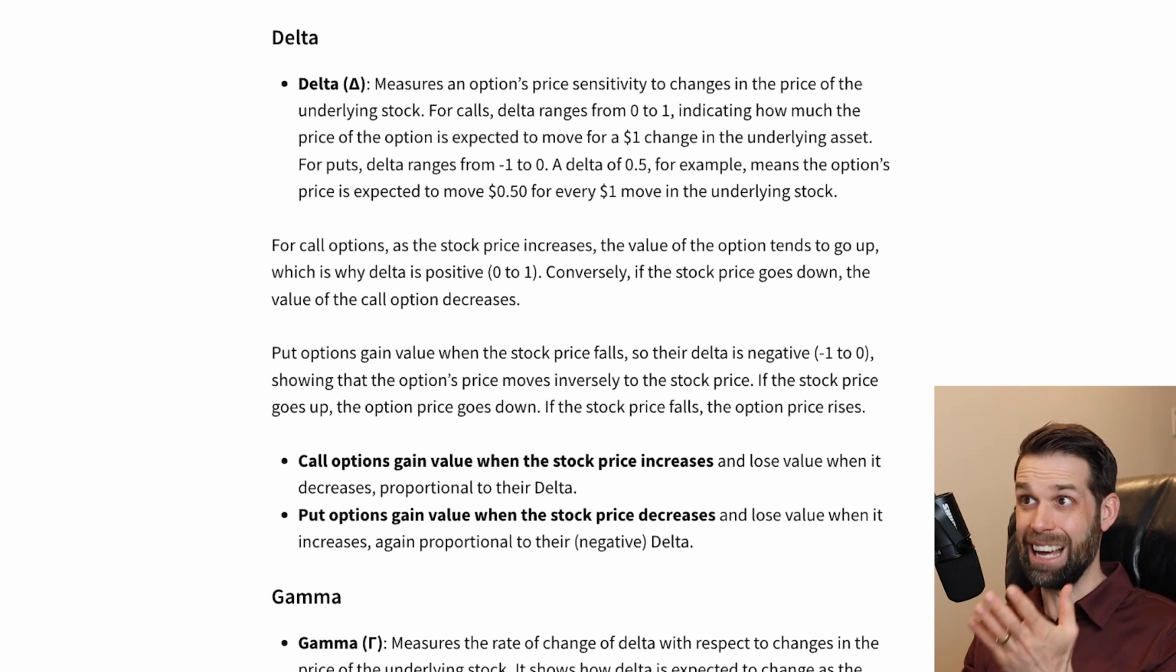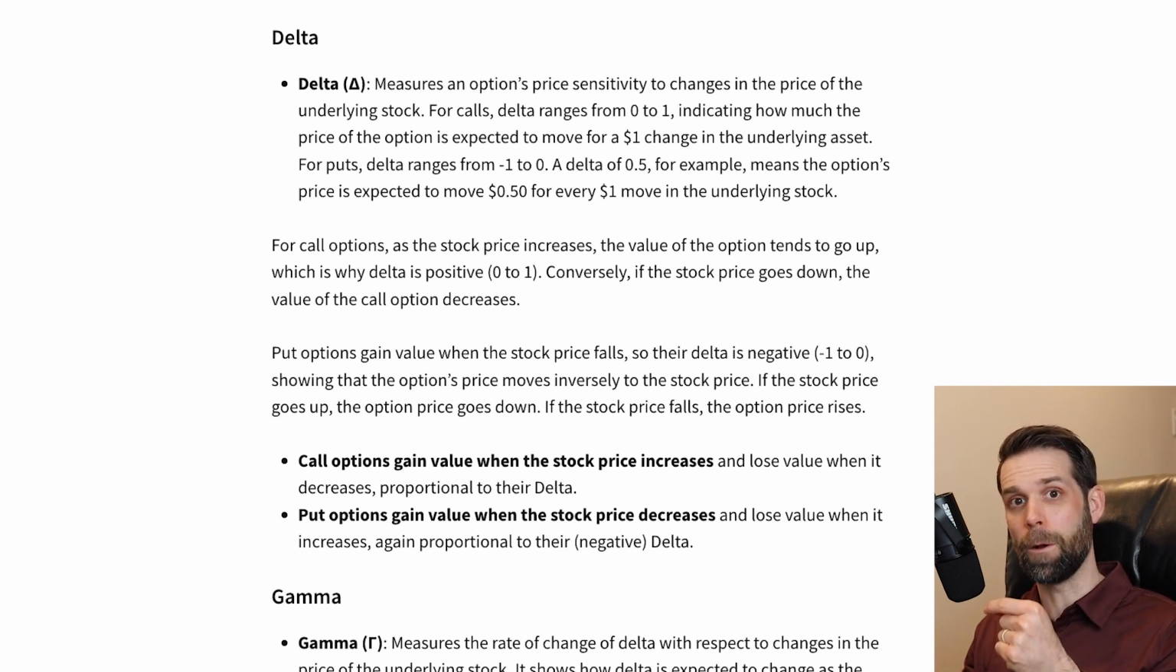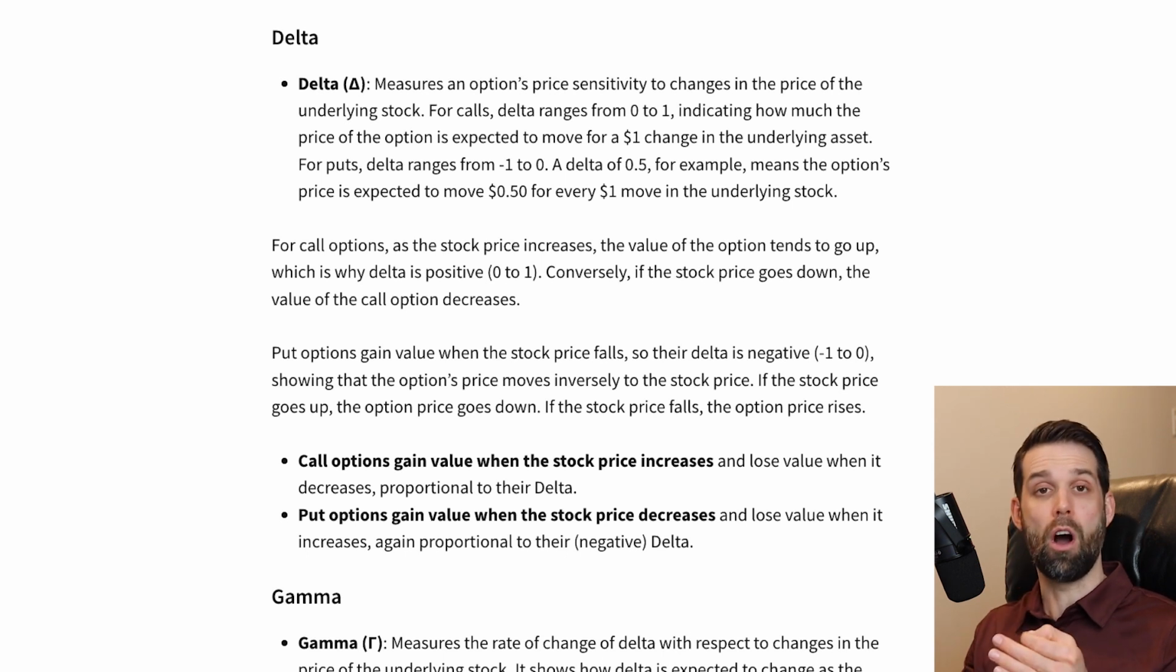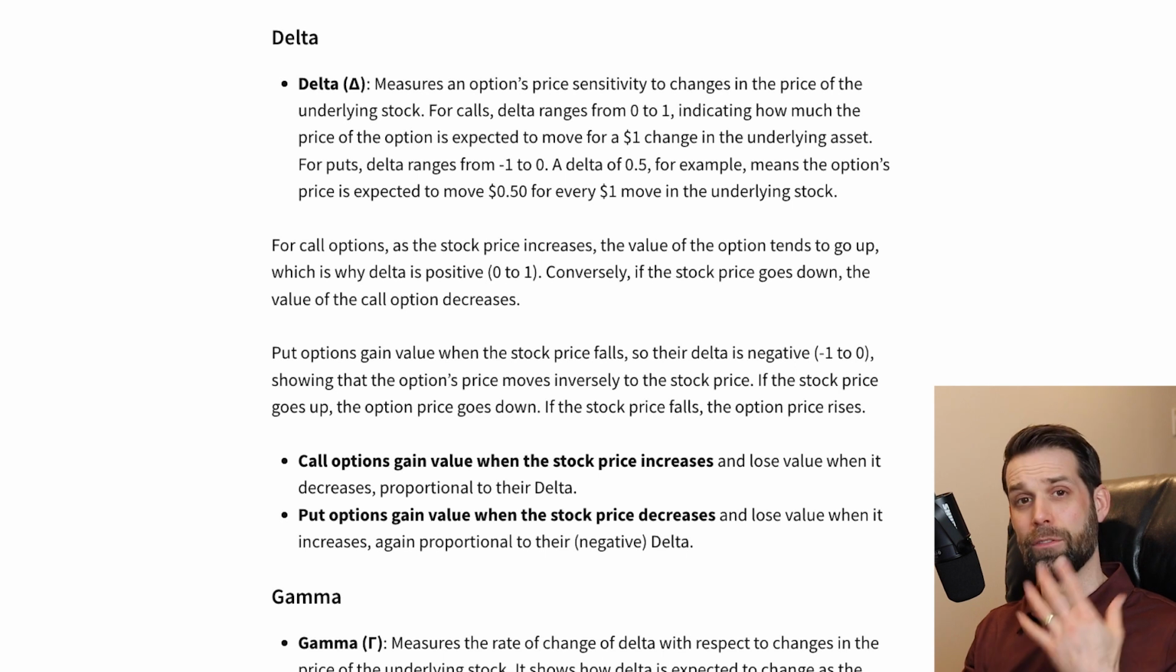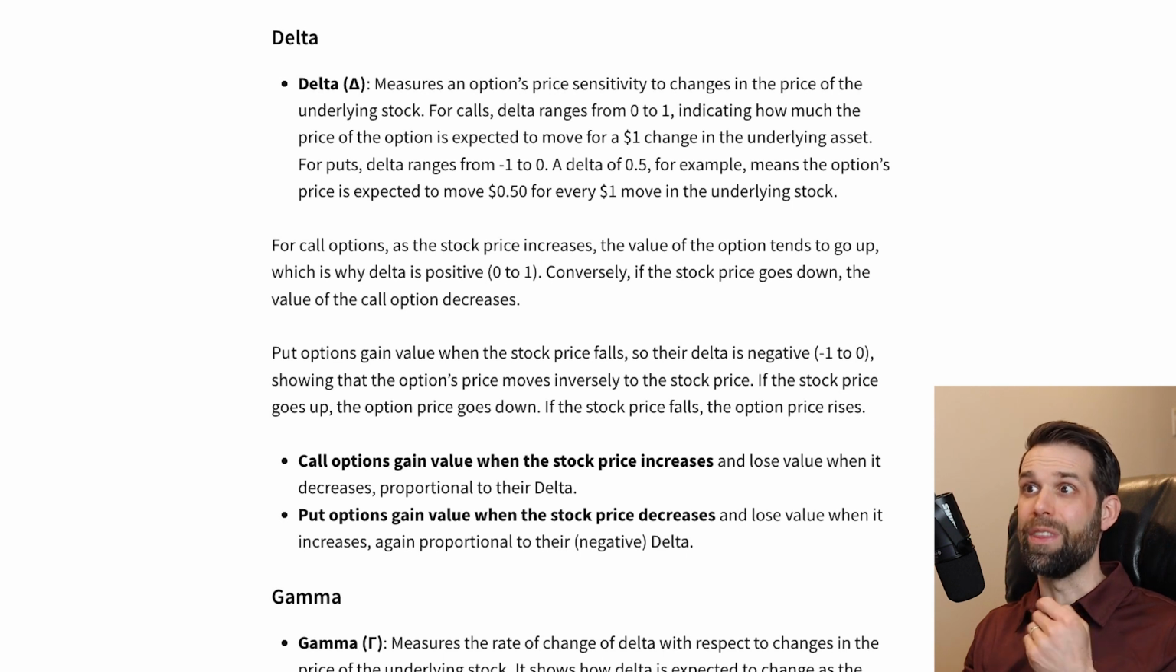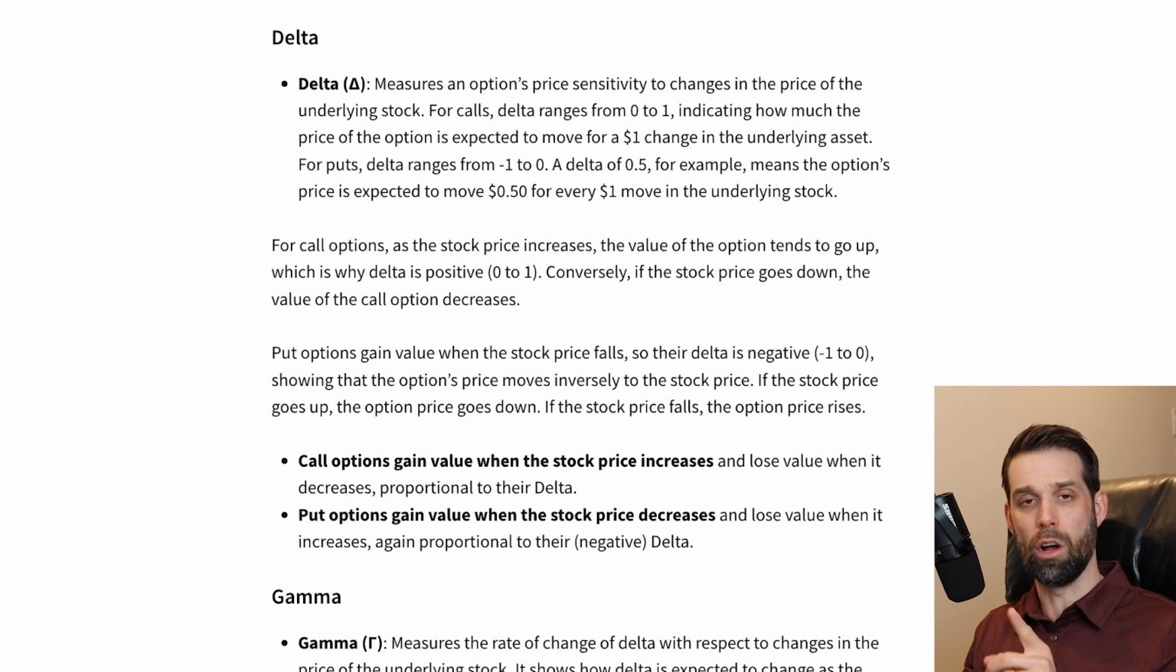So for example, a delta of 0.5 means that when the stock price moves up by $1, the option price is going to move up by 50 cents. So for call options, that would work. And then if the price of the stock falls by $1, then the call option will fall by 50 cents. And then for put options, it just has an inverse relationship. If the stock goes up, then the put option would fall. And if the stock drops, then the put option would rise. So that is delta, measuring an option's price sensitivity to a dollar change in the underlying stock.